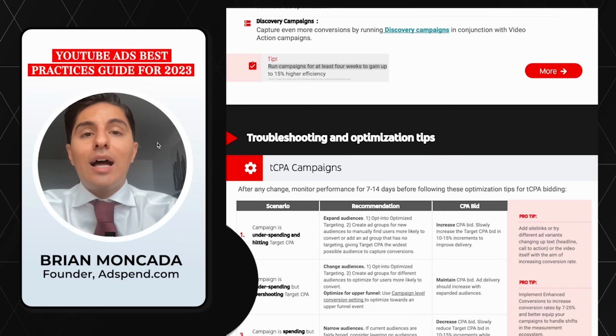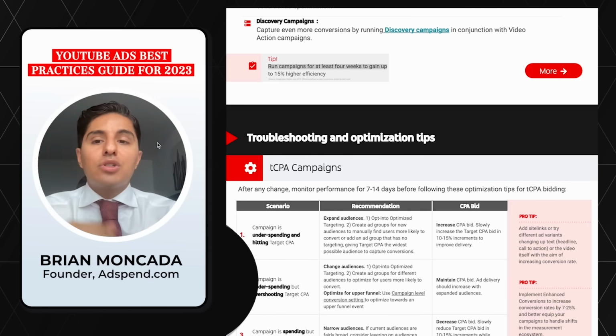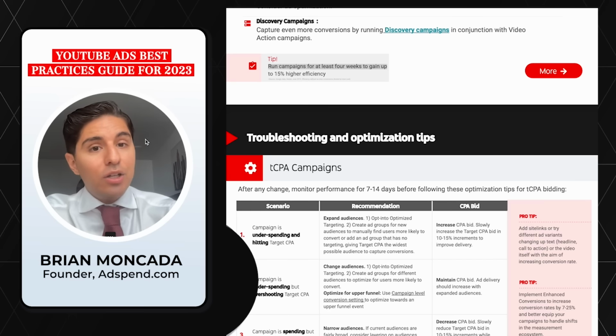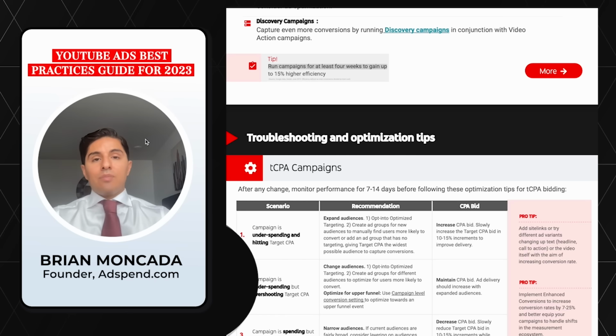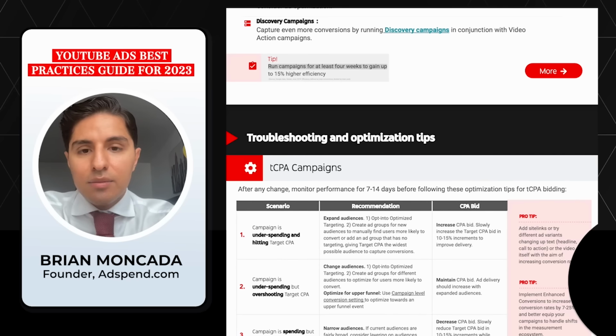You need to give Google Ads budget, and you need to give Google Ads time to optimize for the conversions that you want. If you don't have time, you don't have budget, you probably shouldn't be running ads in the first place. You need to have at least $5,000 to $10,000 stockpiled, especially if you sell a $5,000 to $10,000 high ticket offer per month, okay? So now let's go into troubleshooting and optimizing tips.